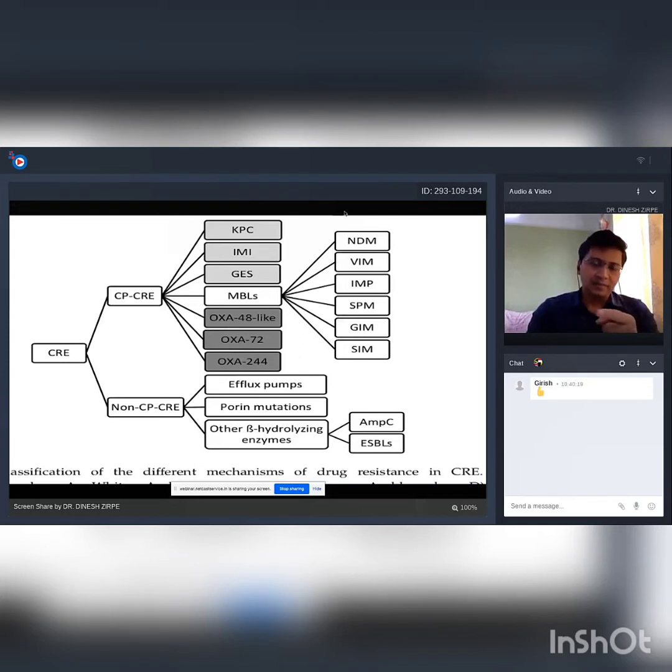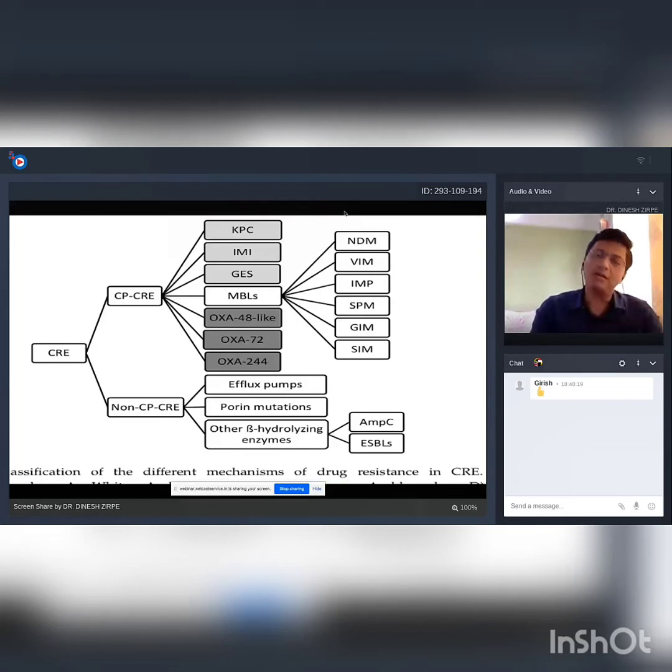However, VIM, which is Verona, was discovered in Italy. That's why it is named Verona integron-borne metallo-beta-lactamase. And the second one is IMP. IMP is imipenem resistant pseudomonas. Actually, these names were given because initially they were found in those organisms, but they are now seen across the species, across the different classes also. So like KPC can be seen in E. coli also, and VIM or IMP can be seen in Klebsiella pneumoniae also.